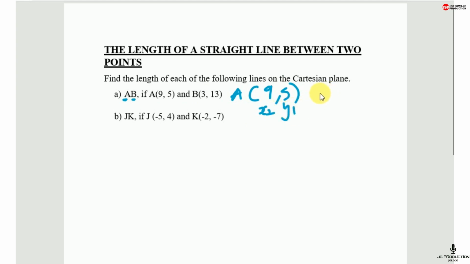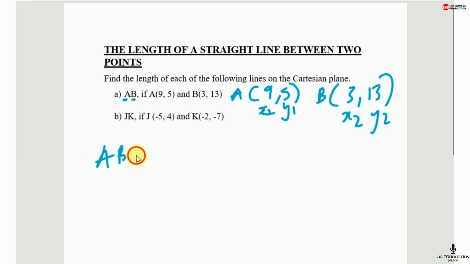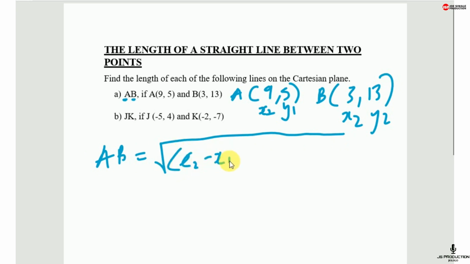And that of B, we have 3,13. That means that this is our x2 and that's our y2. And from this we can write the equation. So that's going to be line AB is equal to the square root of x2 minus x1 squared, then plus y2 minus y1 squared.